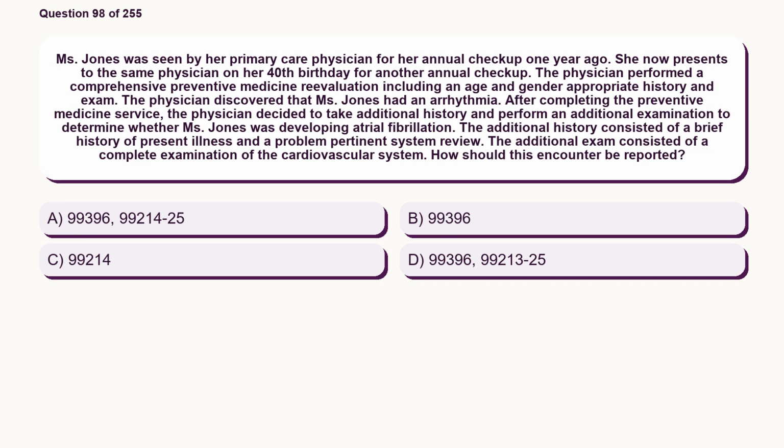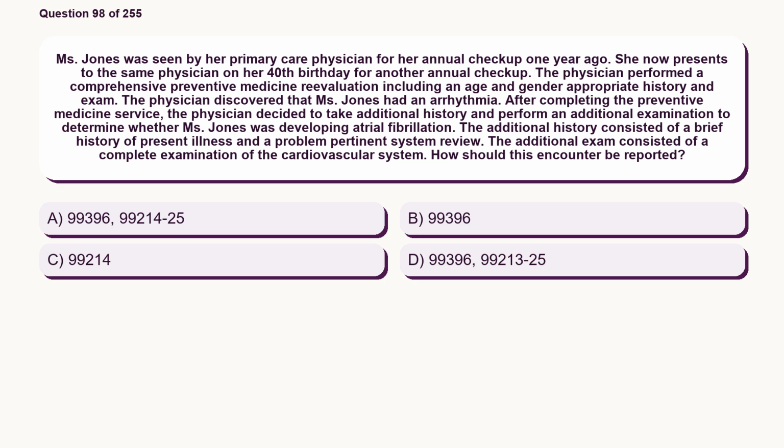Ms. Jones was seen by her primary care physician for her annual checkup 1 year ago. She now presents to the same physician on her 40th birthday for another annual checkup. The physician performed a comprehensive preventive medicine reevaluation including an age and gender-appropriate history and exam. The physician discovered that Ms. Jones had an arrhythmia. After completing the preventive medicine service, the physician decided to take additional history and perform an additional examination to determine whether Ms. Jones was developing atrial fibrillation. The additional history consisted of a brief history of present illness and a problem-pertinent system review. The additional exam consisted of a complete examination of the cardiovascular system. How should this encounter be reported?